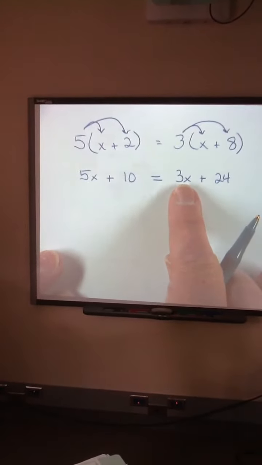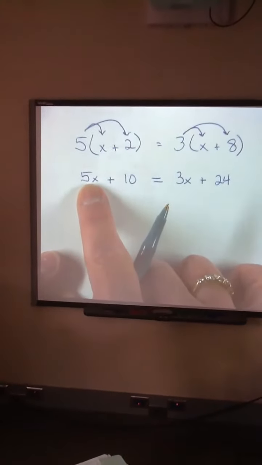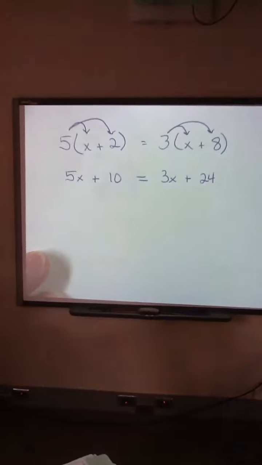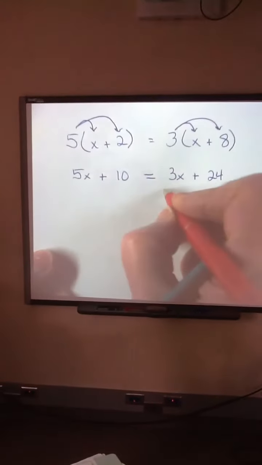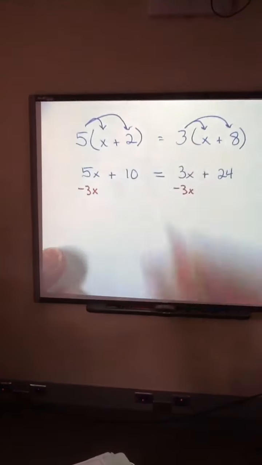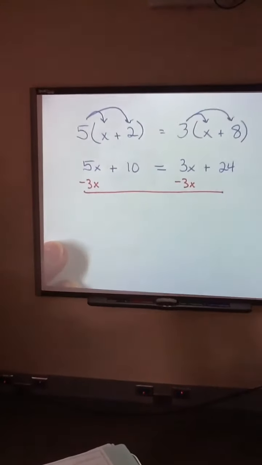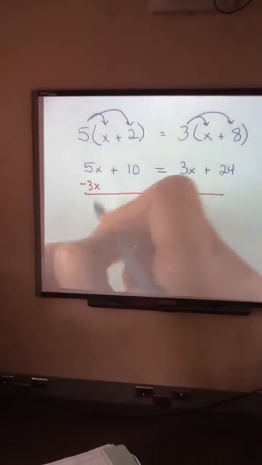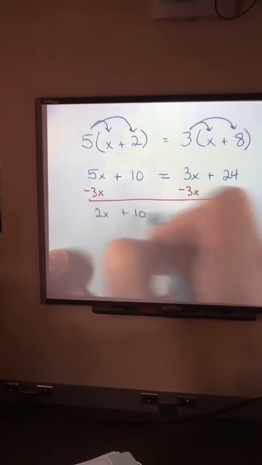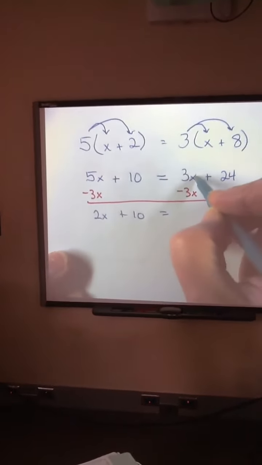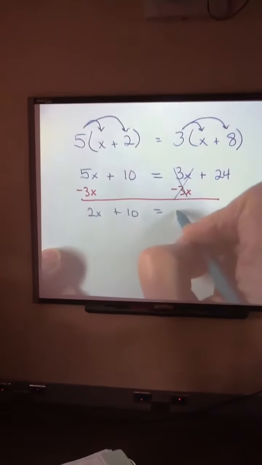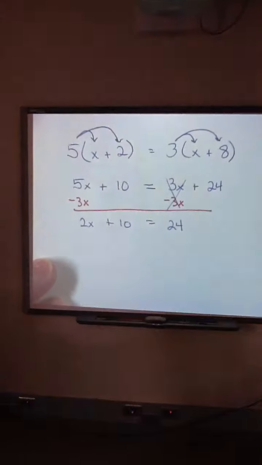And so we want to move this variable onto this side. And we want to move this number onto that side. So we would start by subtracting 3x on each side to get the variables together. The 5x minus 3x is 2x. We have our plus 10 equals the 3x minus the 3x, eliminate each other, and we're left with 24.